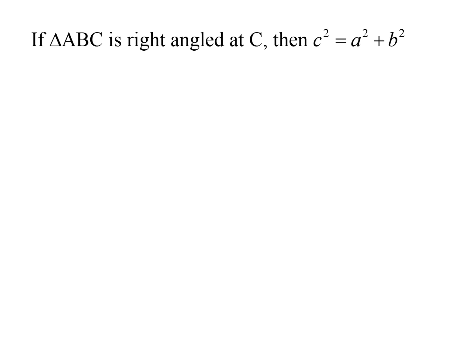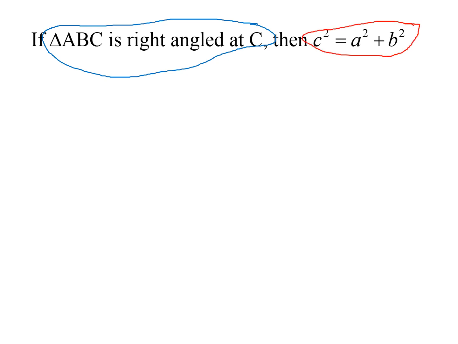Okay, now we are going to look at how you write the inverse, converse, and contrapositive if you are given a mathematical statement. This mathematical statement is: if triangle ABC is right angled at C, then C squared equals A squared plus B squared. So we have two parts to this mathematical statement. That's why it's an implication statement which has if and then.